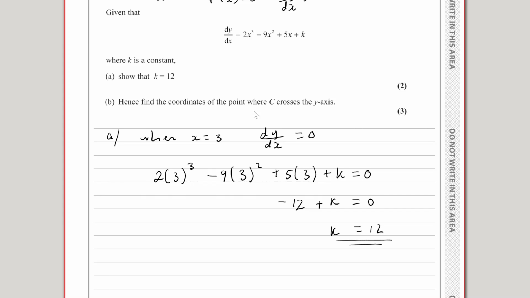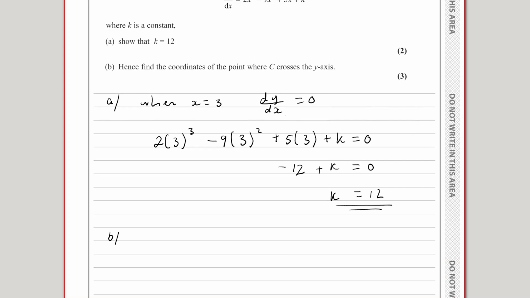Hence find the coordinates of the point where C crosses the y-axis. So to find out where it crosses the y-axis, we're going to have to integrate to find the function to make it y equals. So if we integrate, add 1 to the power, divide by the new power. So 3 plus 1 is 4. 2 over 4 is the same as a half. 2 plus 1 is 3. 9 over 3 is 3. Add 1 to 1, we get 2. So we've got 5 over 2 x squared. We've got k is 12. So 12x plus c. So that's our function.